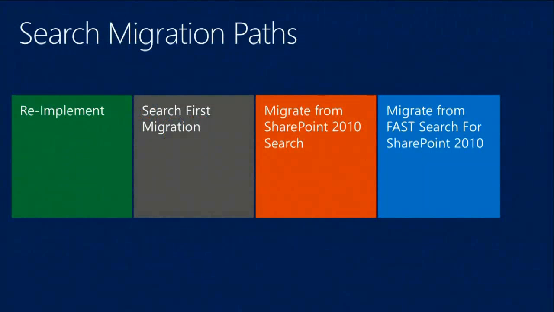Migration. So there are 4 different migration paths, or actually there are multiple migration paths depending on where you're starting from. But if you're starting from SharePoint 2010 or FAST Search for SharePoint 2010, there are at least 4 paths. So you can either do a re-implementation, you can do a search first migration, or you can do a migration from SharePoint 2010, or a migration from your FAST Search for SharePoint 2010 solution.